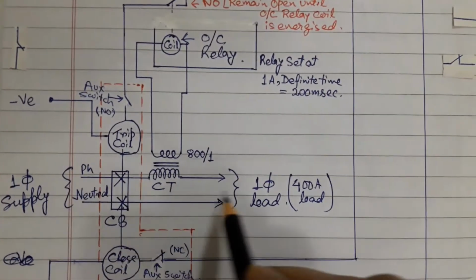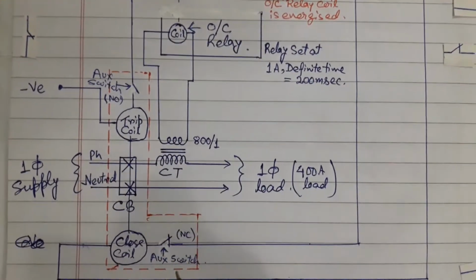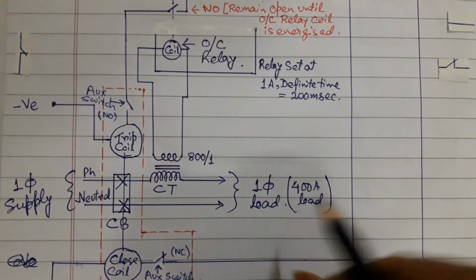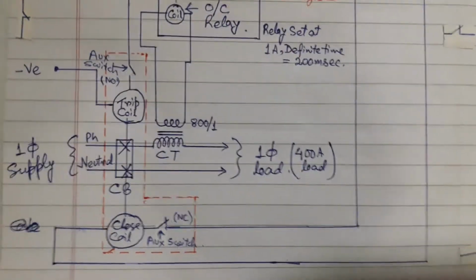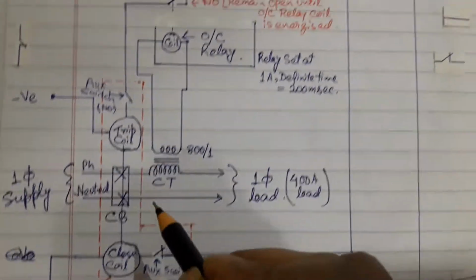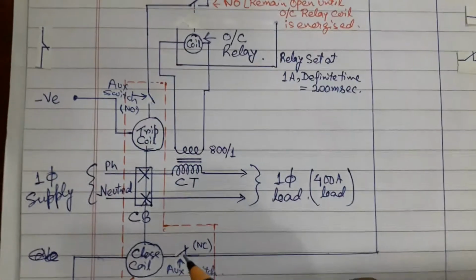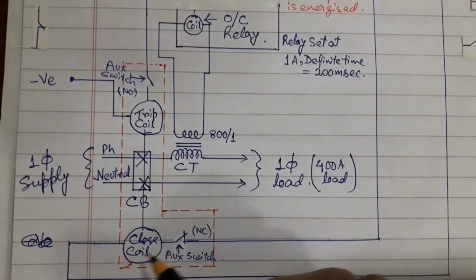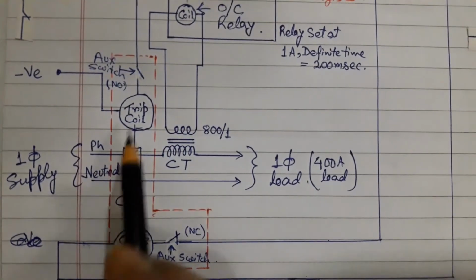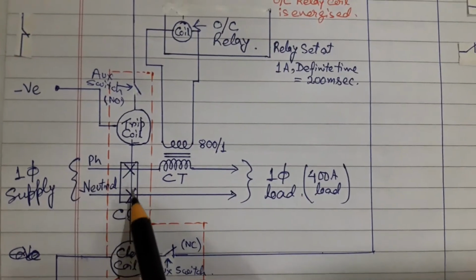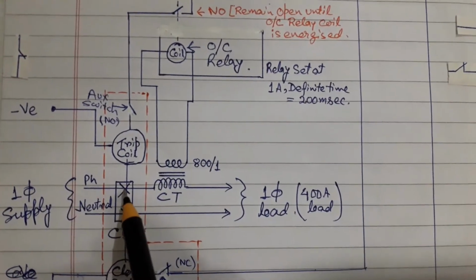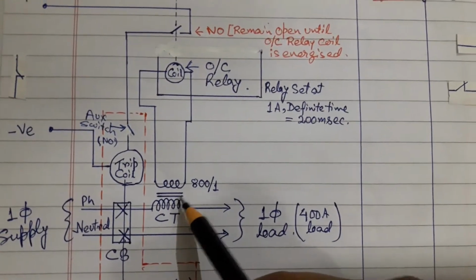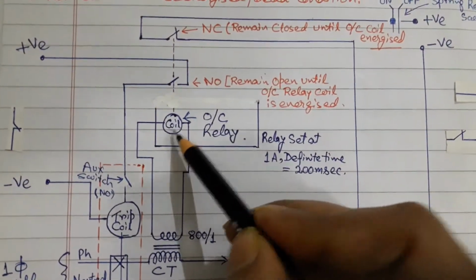In dead condition, this load is 0. Now let us switch on this circuit breaker to cater to this load. But before that, let us know the different equipment of this circuit. This is a circuit breaker and this is the close coil and this is the trip coil. This is the circuit breaker pole contacts. These are primary contacts. This is one CT and this is the overcurrent relay.